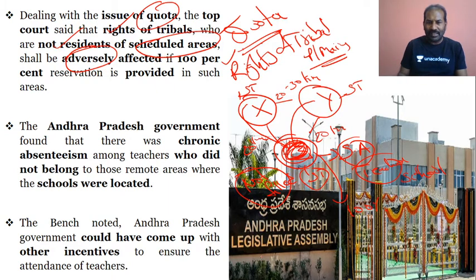For example, we'll take this concept. If there are various posts, or a couple of posts, which are vacant, teachers' posts which are vacant in this Z scheduled area, then why not a scheduled tribe person from the X scheduled area, and a scheduled tribe person from the Y scheduled area, why not he or she apply here? If it is 100% here, then what the code says is it is adversely affecting the rights of the tribals who are not residents of this Z.